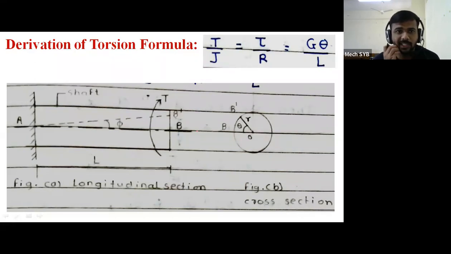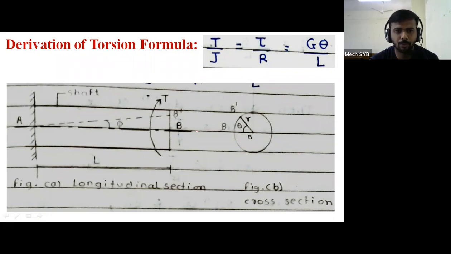So now, in today's lecture, we are going to derive the torsion formula. I gave a little bit of introduction in the previous lecture, but now how this formula is exactly obtained, because we have to use this torsion formula again and again for further calculation. The same formula we have to use in different manners. If we have to calculate the power, we make some modifications in the torsion formula. If we have to calculate the torque, again we use the same formula. If we have to calculate the diameter of the shaft, again the same formula. If we have to calculate theta as an angle of twist, again the same formula for all types of problems.